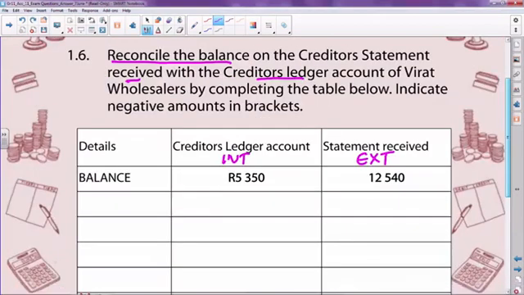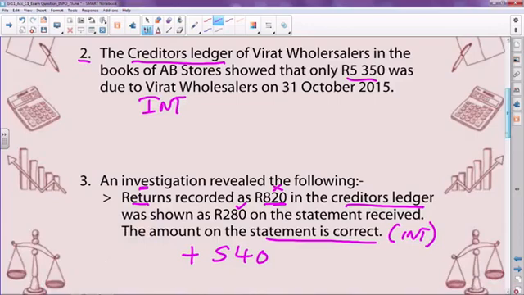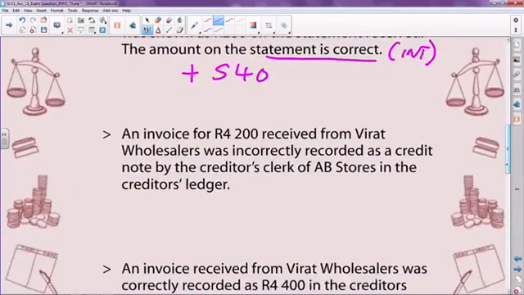Okay, so on our answer sheet, remember we made the error, so we're now adding back 540. Okay, right, details I'm not too worried about because here it's simply an explanation. So returns were overstated. Okay, so we subtracted too much and we're adding back 540. Right, let's move on. Okay, next bit of information.